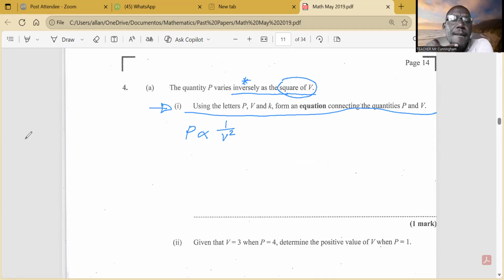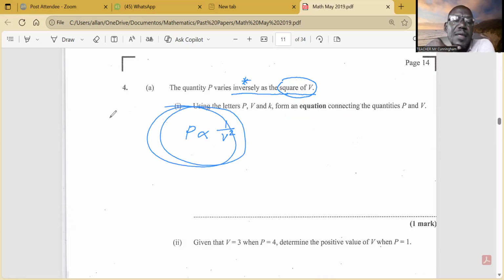The quantity, sir. No. What letters did they ask us for? P, V, and K, sir. So what are we missing in our formula? We're missing K. We're missing K. So to remove the proportional sign, this is the proportional sign.